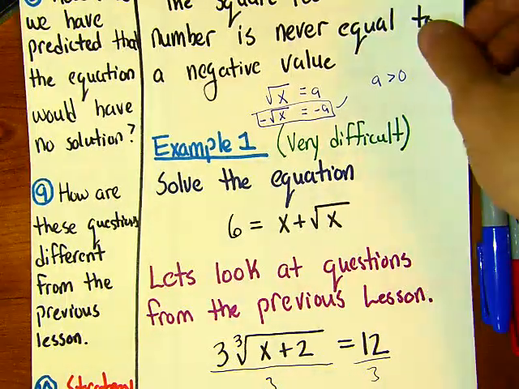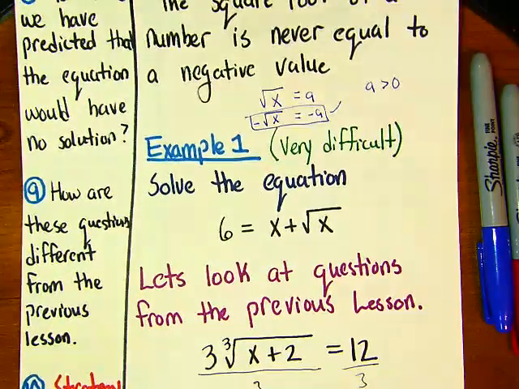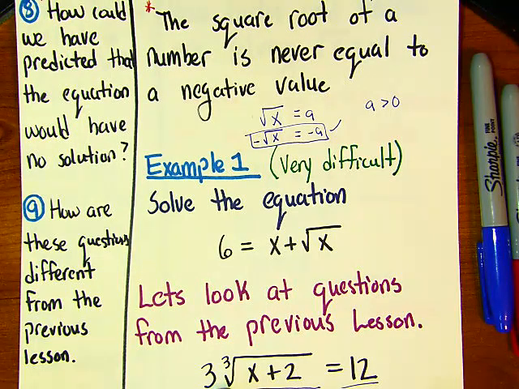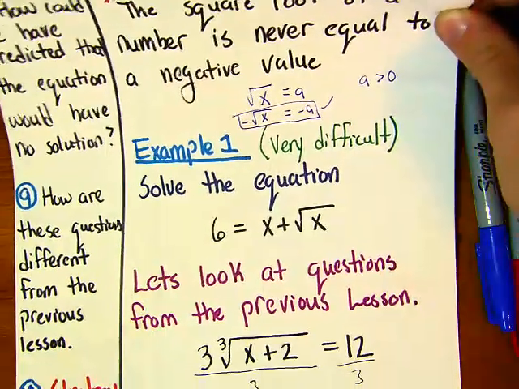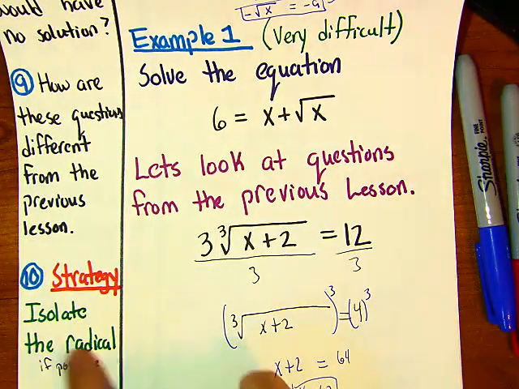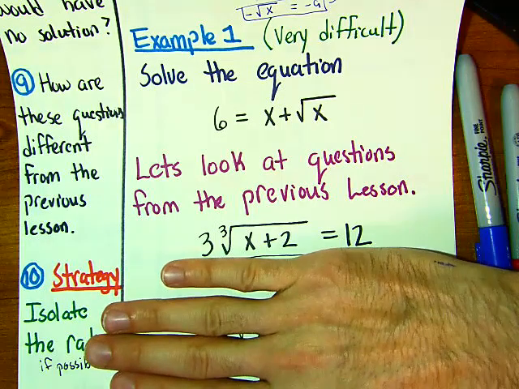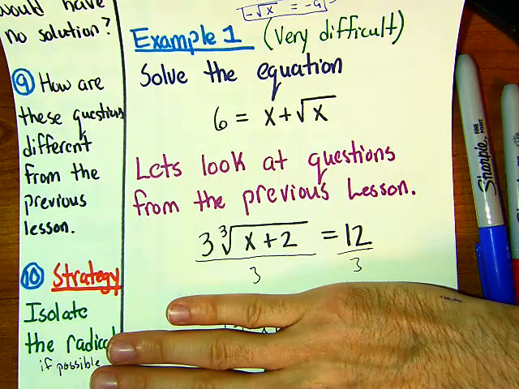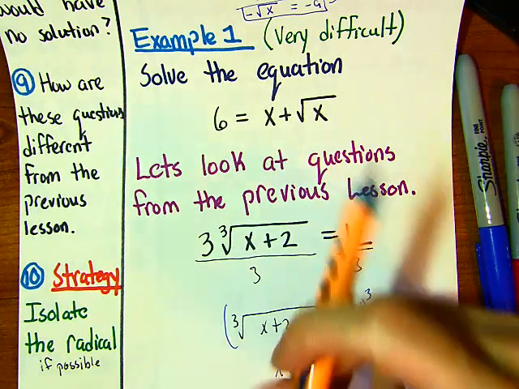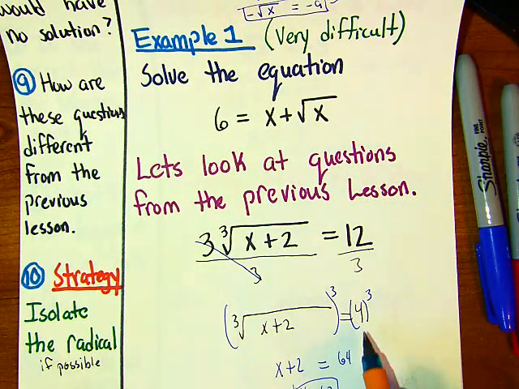So let's look at a question from one of those pages, and it was this one. It said 3 times the cubic root of x plus 2 is equal to 12. So this was a question from the previous lesson. How do you solve this, right? The strategy is isolate the radical if possible. And here, to isolate this radical, this was the original question, right? To isolate the radical, the first move is divide 3 on both sides. And if you divide 3 on both sides, what happens? This cancels, and 12 divided by 3 is 4.